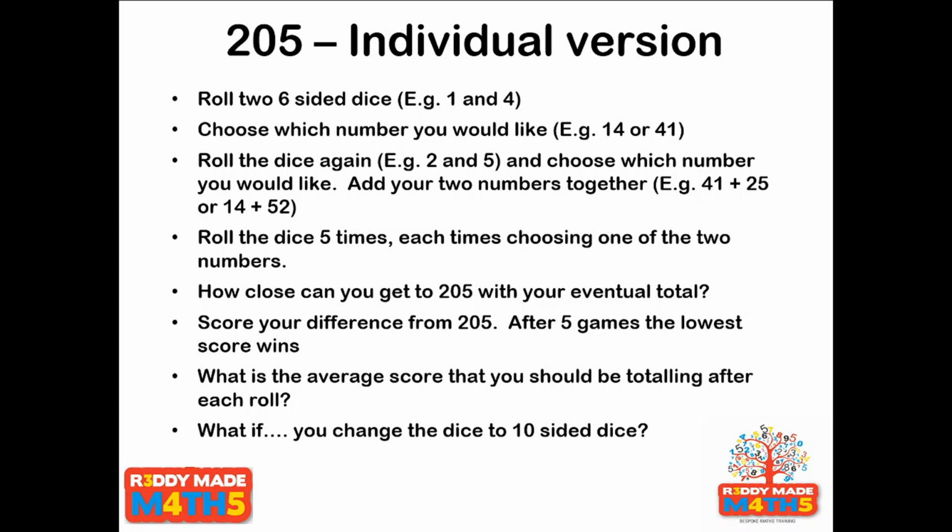The strategies to think about really are: what is the average score that you should be totaling after each roll? And then, what if you change the dice to 10-sided dice? How does that affect the game? Is it easier or is it harder?